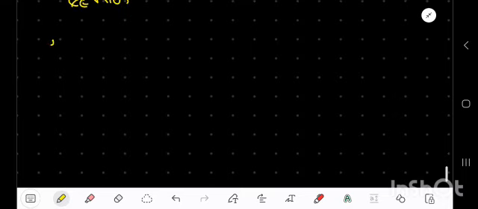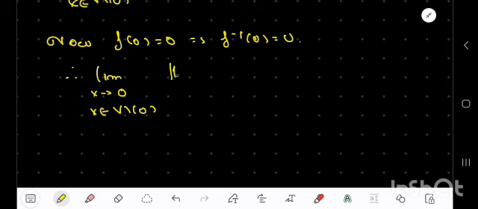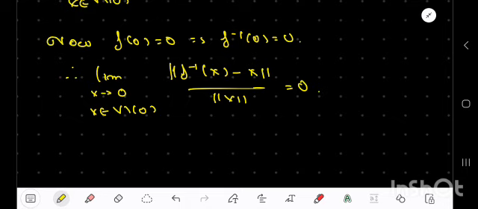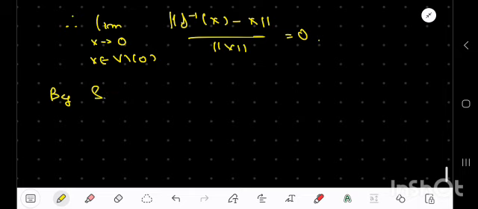Now f at 0 is 0, so f inverse at 0 is 0. And f is a bijection, so it is injective here. So we have a simplification, nothing else. Now what we do is use the sequential criterion of limits.